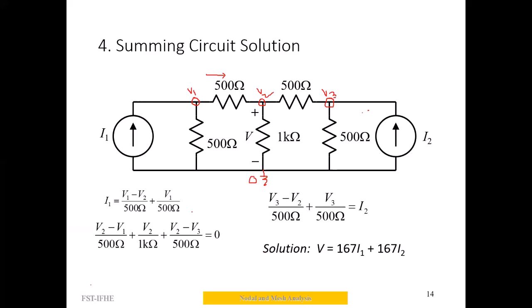Okay, summing up all these three equations, we can get the voltage across the 1 kilo ohm is equal to 167 I1 plus 167 I2. Once you know I1, I2, you can find the voltage across any branch and the current through any branch.